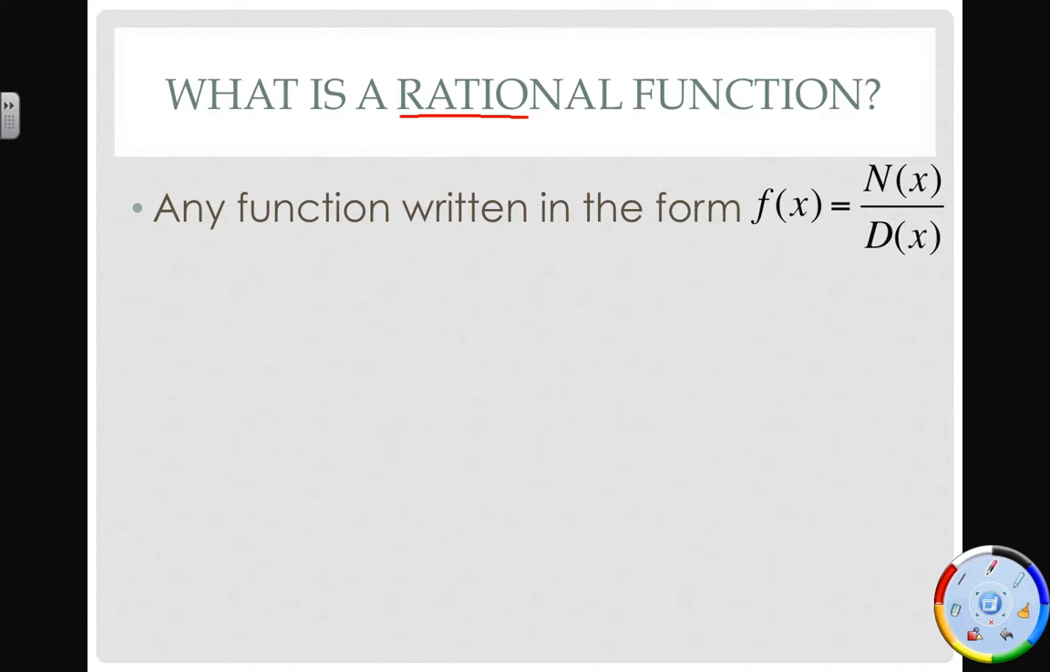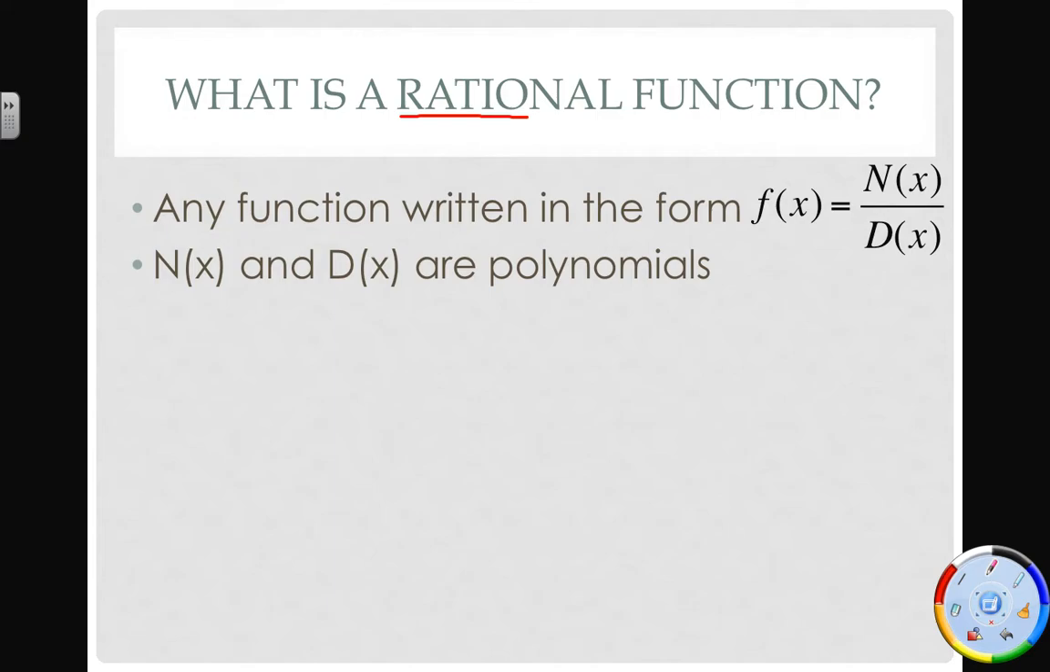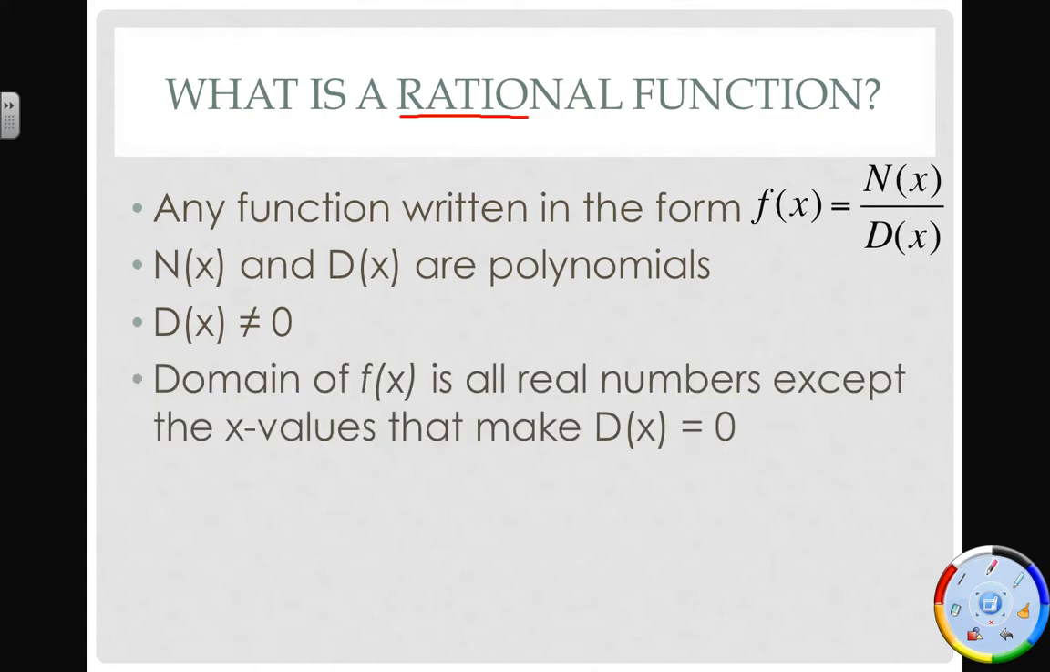And n of x and d of x are both polynomials, so you're going to need to remember how to do some polynomial math, like finding zeros of polynomials, that sort of idea that we just got done doing. You also need to note here that d of x cannot be 0, and that should be obvious because it's a fraction. We can't divide by 0. That's illegal. And then we're going to make note that the domain of f of x is all real numbers except the x values that make d of x equal to 0. So we're looking for zeros of the denominator, essentially, to find our domain.